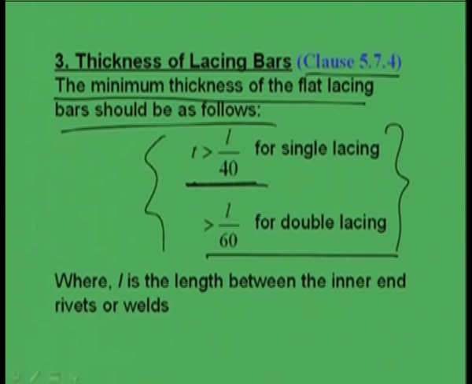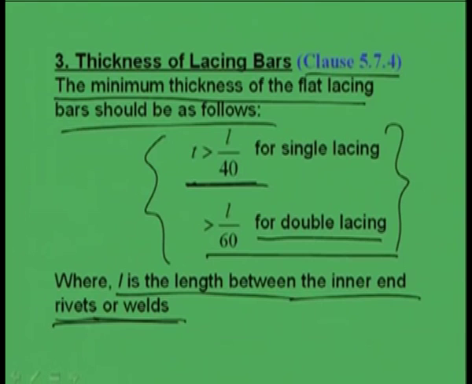Another aspect is that the minimum thickness of the lacing bar has to be L by 40 in case of single lacing system and L by 60 in case of double lacing system, where L is the length between the inner end rivets or welds. It is not the effective length. This is the length between the inner end rivets or welds. So, from this we can find out the thickness of the lacing bar.